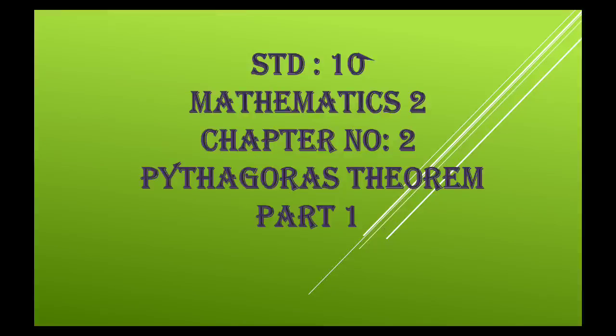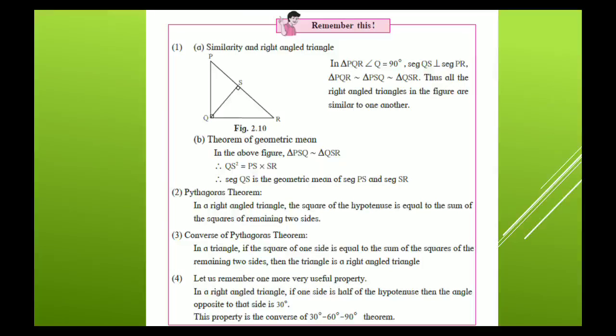Of Standard 10. Today we are going to begin a new chapter in Maths 2, chapter number 2, Pythagoras theorem. When we think about Pythagoras, the one thing that comes to our mind is a right angle triangle and a formula, that is hypotenuse square is equal to one side square plus other side square. I hope when I said this formula, it recollected all the things.